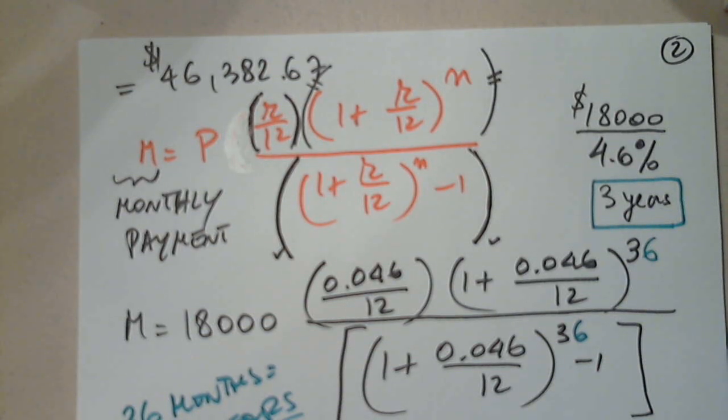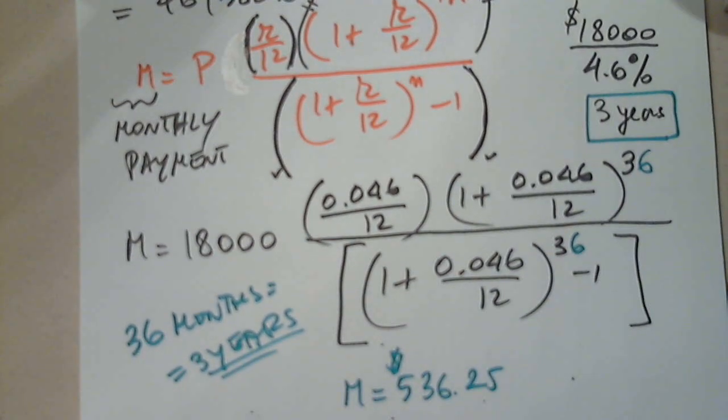536.25. And when we multiply this by 36 months, we will know exactly how much we will give back. So this is the monthly payment multiplied by 36. Then we will know how much we pay. We will pay $19,304.98 minus $18,000. So what is the cost of the loan?